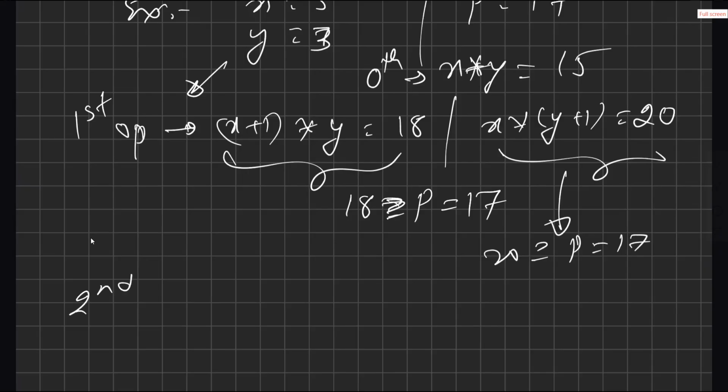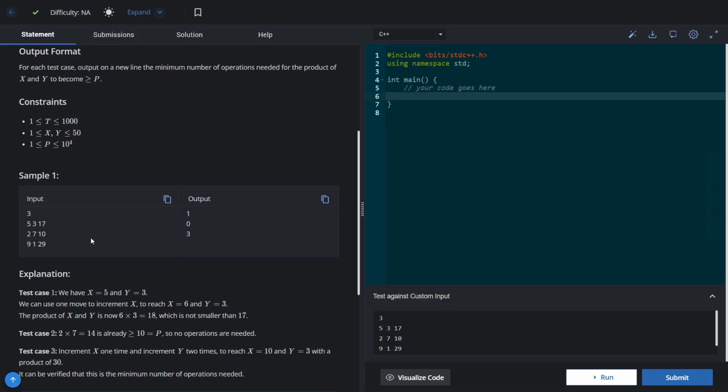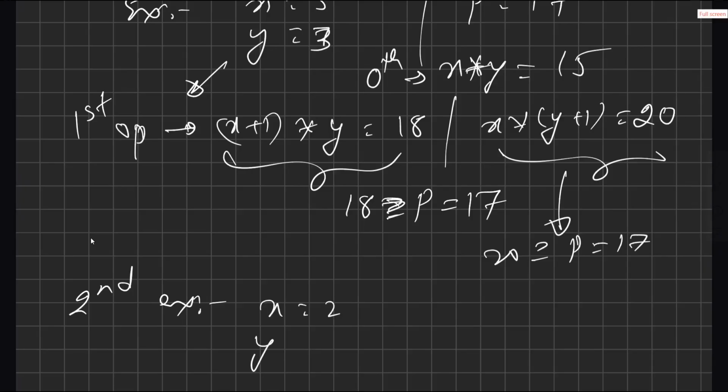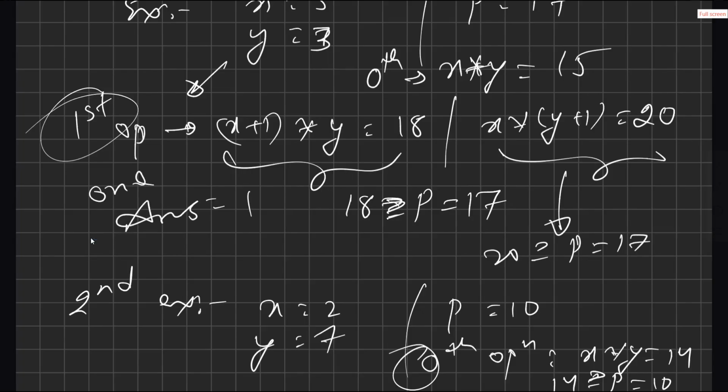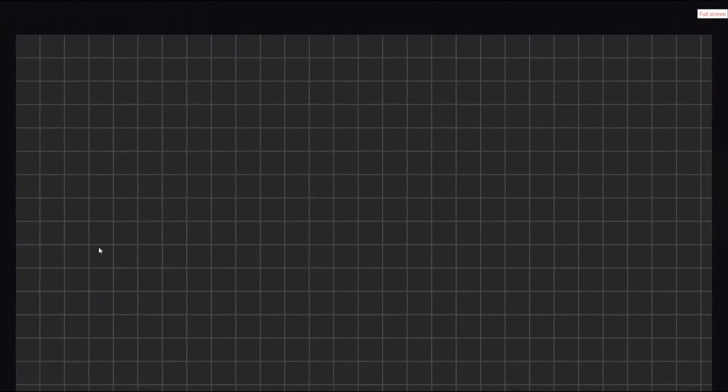Now the second example, where the product is 10. Here you don't need to do any operation. In the zeroth operation only, x star y is 2 into 7, which is 14, and this 14 is greater than or equal to p, which is 10. So zero operations are required, but in the first example one operation is required. So the answer is 1 there, and here the answer is 0.